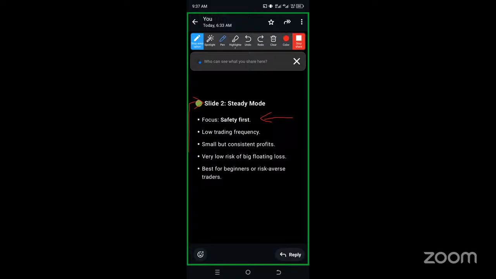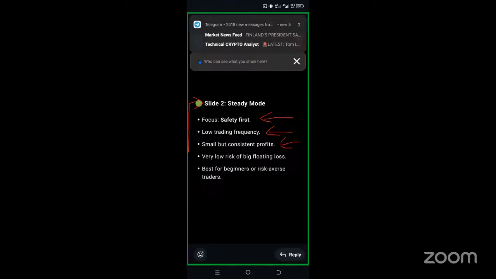Number 2, low trading frequency. It has low trading frequency. Number 3, it gives small profit but consistent. Next, very low risk of big floating loss. When you are in steady mode, you are at a very low risk of having big floating loss.